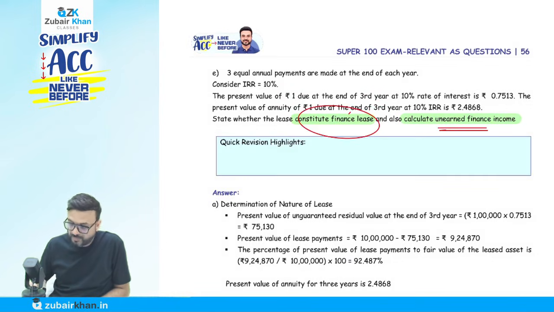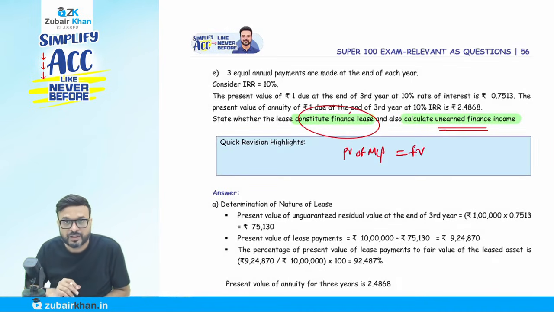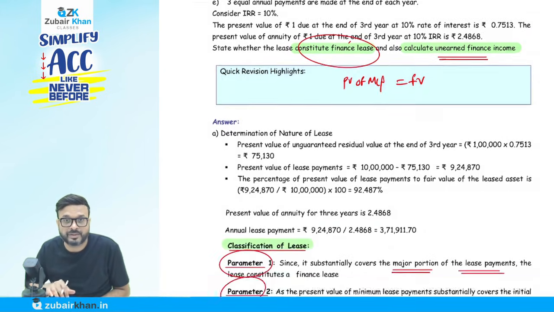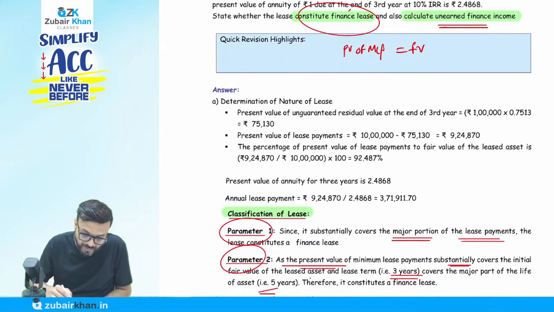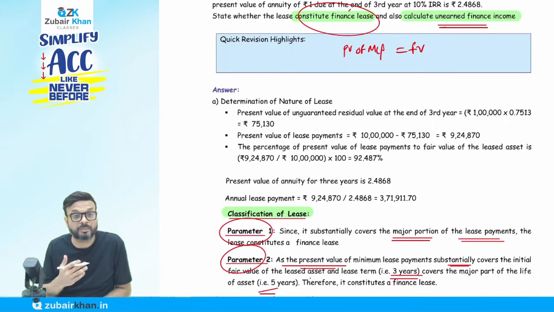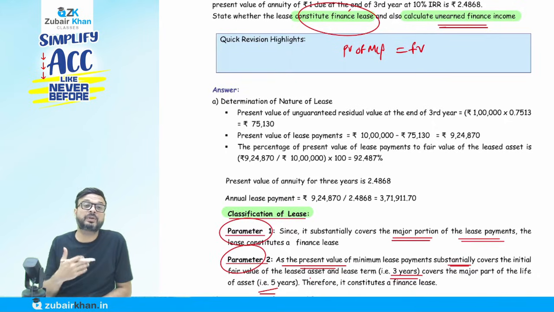We'll discuss the unearned part later, but whether it's a finance lease or not, there are two parameters. First, we'll see whether the present value of the minimum lease payment is substantially equal to the fair value. Then we call it a finance lease. So we have to find out how much is the present value of the minimum lease payment. But how can we find it? It is not mentioned in the question. If they mentioned the annual lease rental, we could just calculate the present value and find the present value of the minimum lease payment. But the annual lease rental amount is not mentioned. How can we find it out?